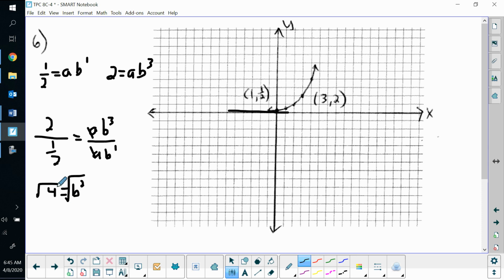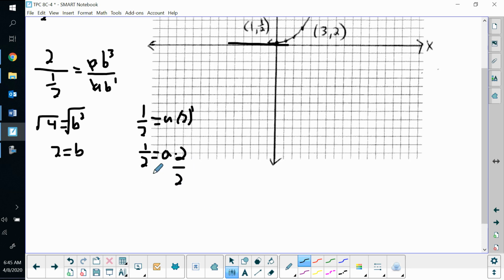Take the square root of both sides. We'll get 2 for b. And neither of these are too challenging. Maybe we'll sub into the b to the first one. So we'll have a half equals a times 2 to the first. That's just 2. We'll have a times 2. And if we divide both sides by 2, we saw that a second ago, that gives us a 1/4. So our equation, y equals 1/4 times 2 raised to the x.